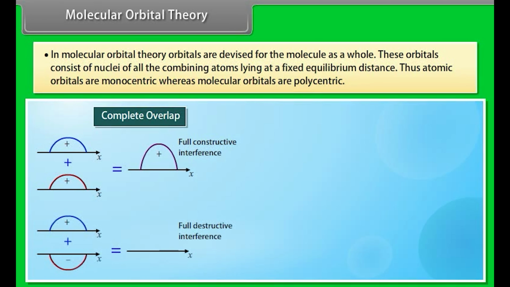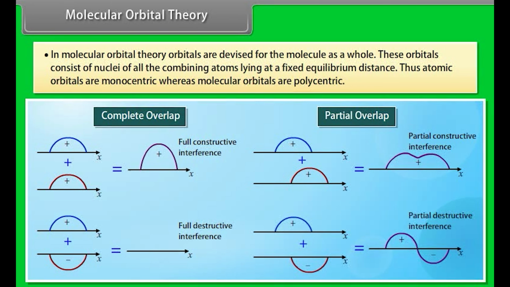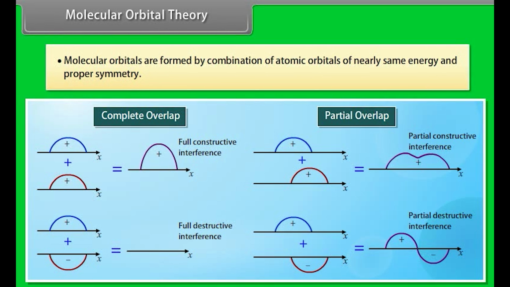Molecular Orbital Theory. In molecular orbital theory, orbitals are devised for the molecules as a whole. These orbitals consist of nuclei of all the combining atoms lying at a fixed equilibrium distance. Thus, atomic orbitals are monocentric, whereas molecular orbitals are polycentric. Molecular orbitals are formed by combination of atomic orbitals of nearly the same energy and proper symmetry.